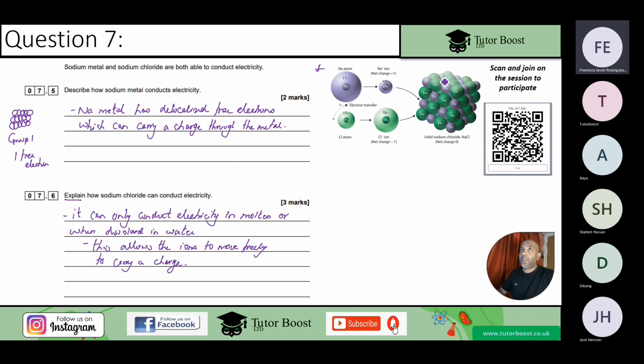In a solid state, the ions are fixed, they are attracted to each other, so they're not going to move. But when you heat it to make it molten, you're going to get Na+ ions and Cl- ions. If you dissolve it in water, it also forms Na+ and Cl- ions. So the ionic bonding is broken down.